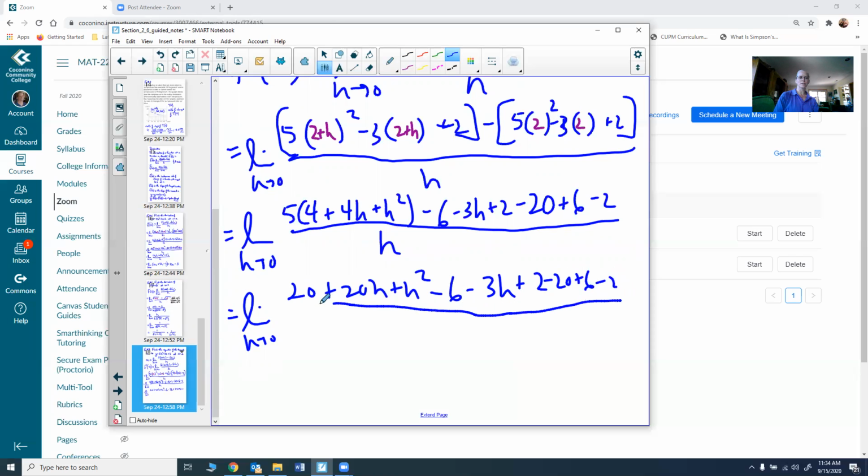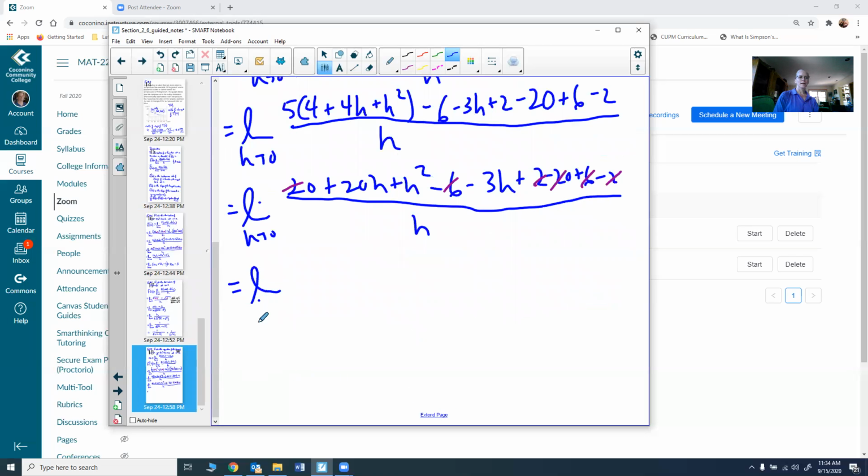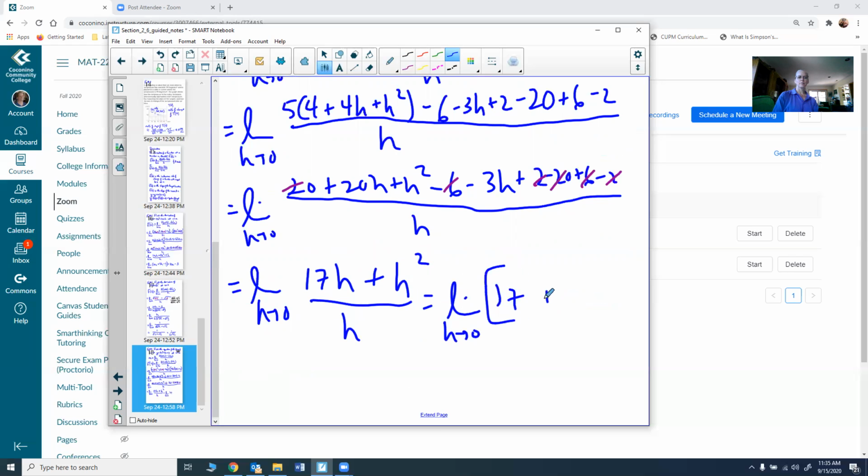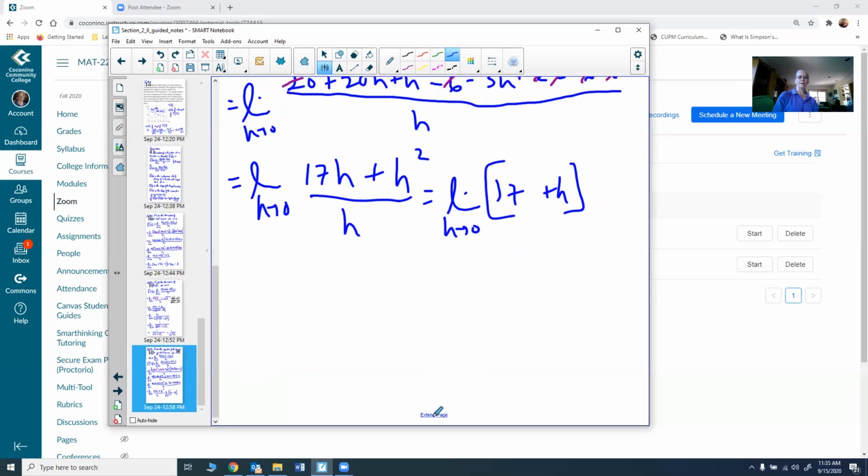Notice I didn't collect any like terms yet because I'm going to be canceling a bunch of things. If I collected like terms, I'd just be canceling them again. So the 20s cancel, the 6s cancel, the 2s cancel. I now have the limit as h goes to 0 of 20h, and then I also have a 3h. So I actually have 17h because I have 20h minus 3h, which is 17h plus h squared. Everything else canceled, over h. Cancel your h's in the bottom, which gives you 17 plus h. And then now let h go to 0.